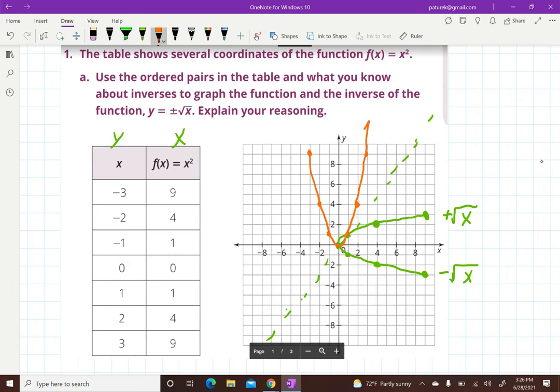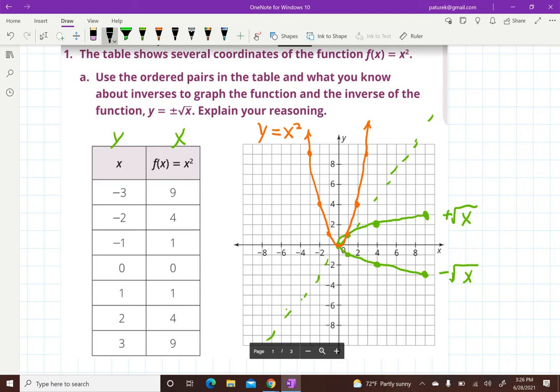And of course, the function doesn't end with the last point plotted. It goes off to infinity. So this is y equals x squared, the original function. Use the ordered pairs in the table and what you know about inverses. I've been there and I've done that. And what's my reasoning? Well, it's the reflection about the green line y equals x.